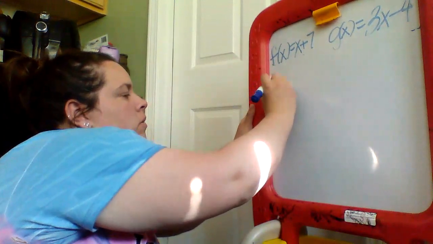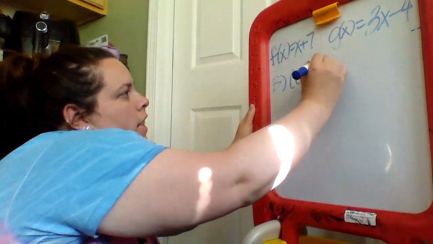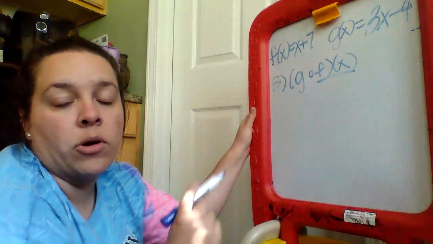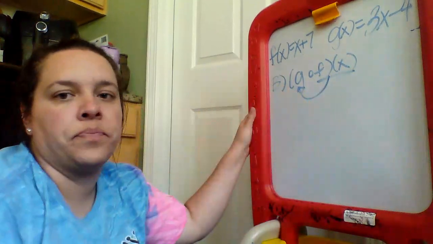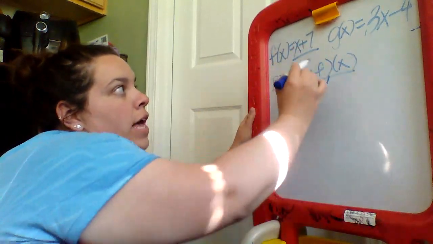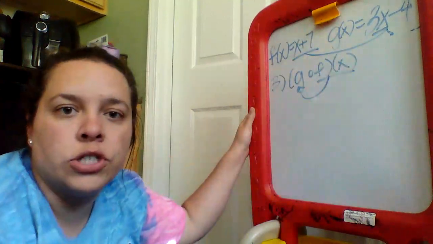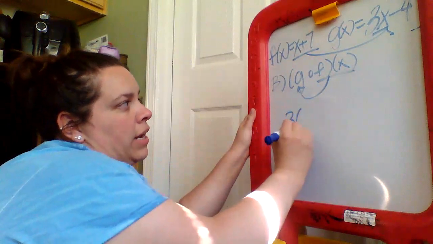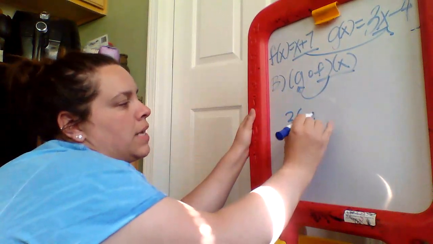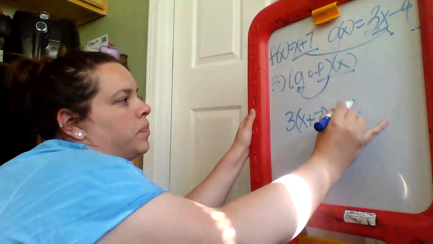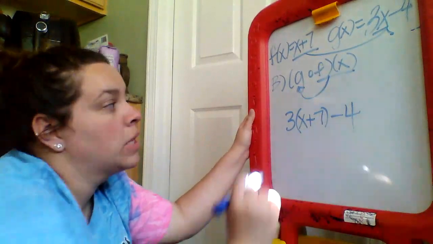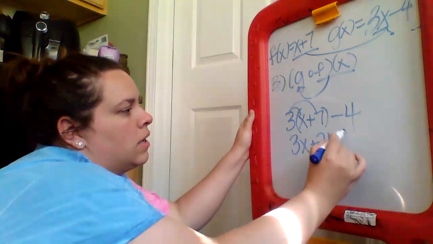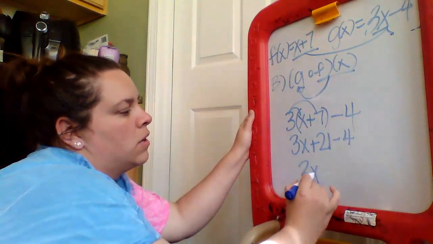So I'm going to do g of f of x. I'm going to take function f and plug it into g, just for the x value. So that'll be 3, and then in for the x value will be x plus 7, minus 4. And you will have to simplify that. So 3 times x is 3x. 3 times 7 is 21, and then 21 minus 4 is 17.